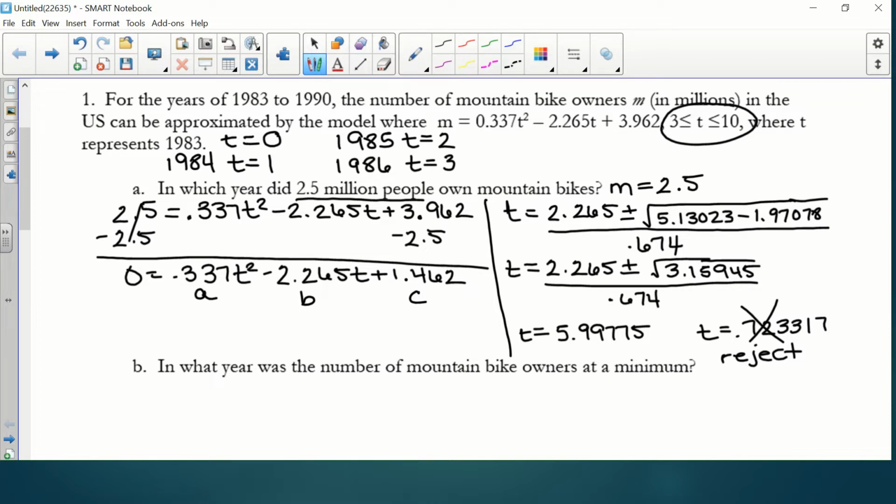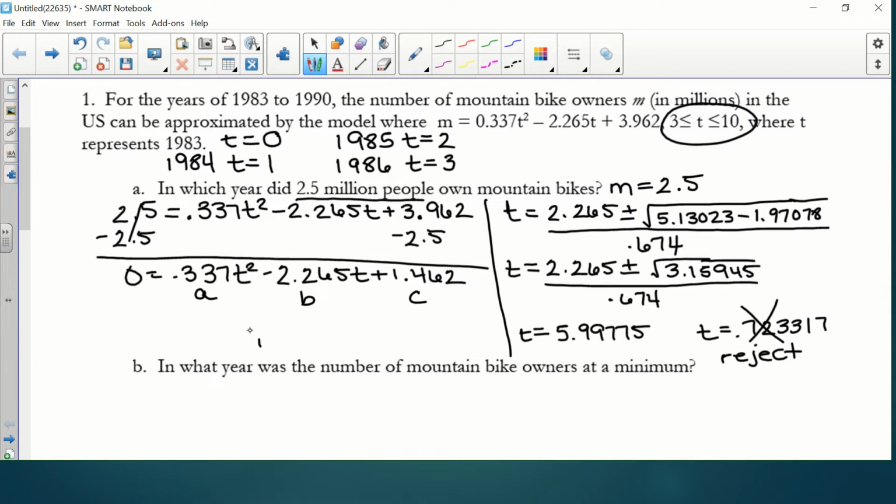5.99775. Now the question asks, in which year did 2.5 million people own mountain bikes? Well, technically 5.9975 falls within the 5th year, so 5 years after 1983. Now it's obviously with the 9975, we're talking about towards the tail end of that 5th year. So if we're talking 5 years after 1983, that's 1988. So in which year? We're going to say in the year 1988.